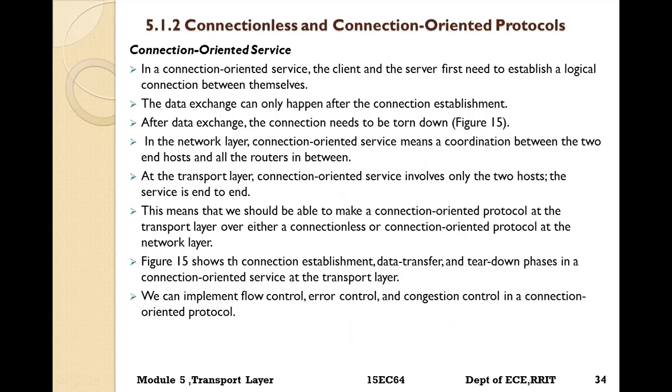In the connection-oriented service, the client and the server first need to establish a logical connection between themselves. The client is the source application process, and the server is the destination application process, the remote host. They are at the application layer. That application layer takes help from the transport layers of the source and destination. When we talk about the transport layer, the client and server should have a logical connection. That is what we call an imaginary connection between source and destination, and we call it connection establishment.